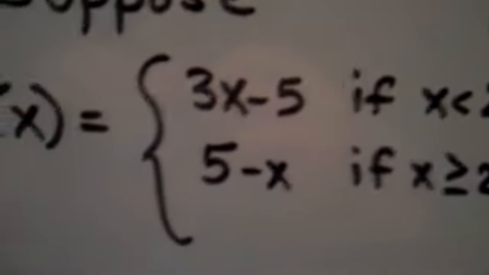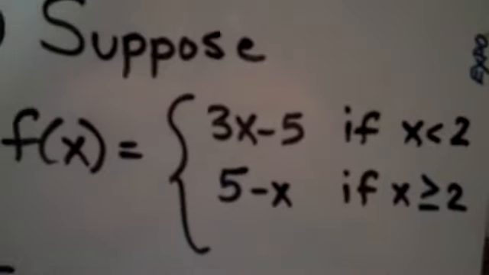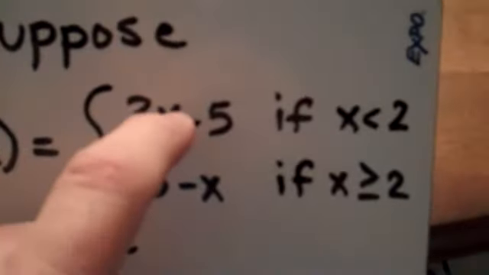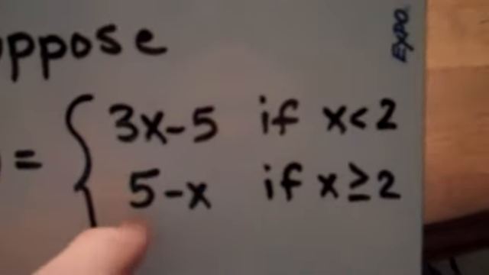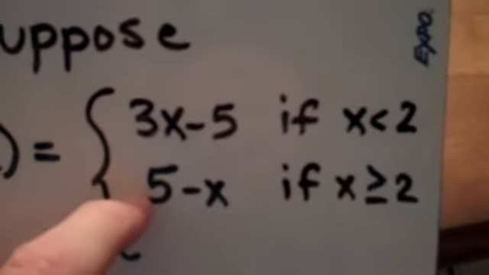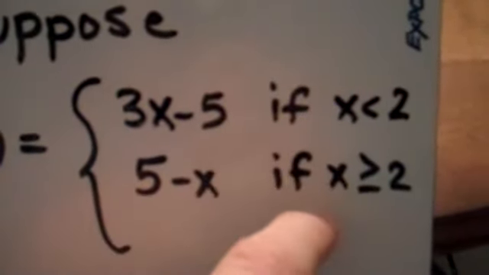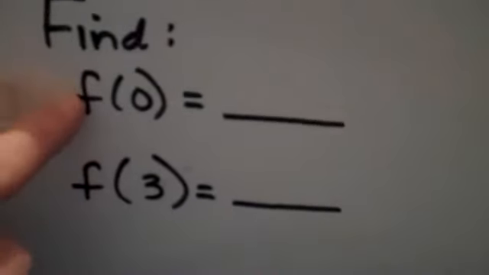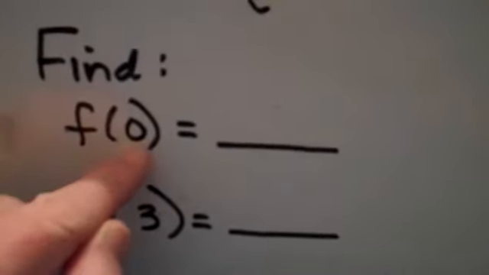So basically what you have to decide in a piecewise function, to decide whether to use the top piece or the bottom piece to get your output, is all based on what you're putting in. So for example, my first question here says find f of 0. Okay, come with me.